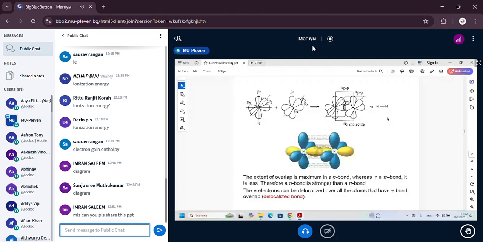Overlapping at sigma bond is larger than overlapping when we have pi bond. That's why we say sigma bonds, we'll talk about this later, are stronger than pi bonds if we need to compare the strength of these bonds.